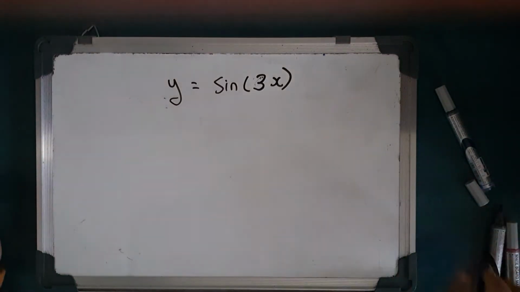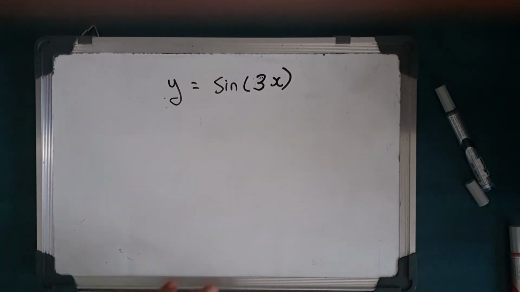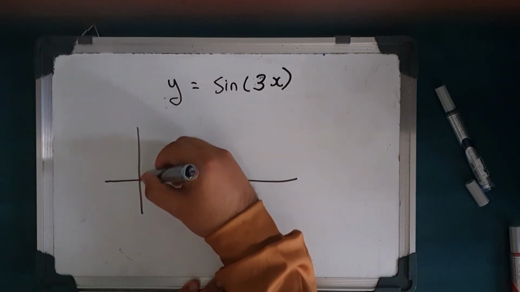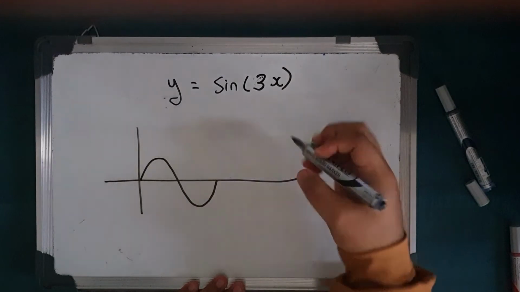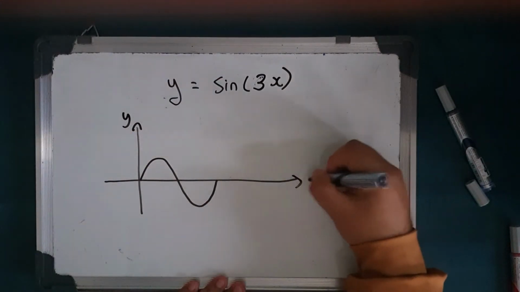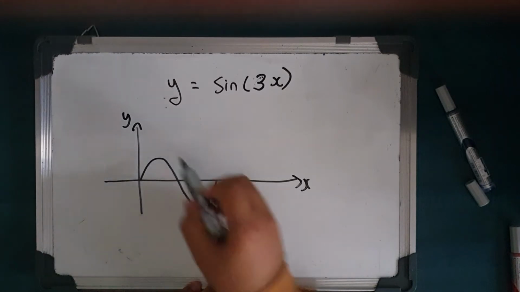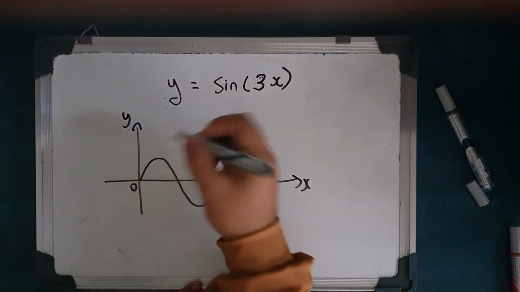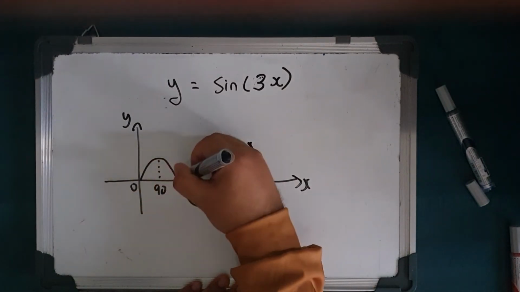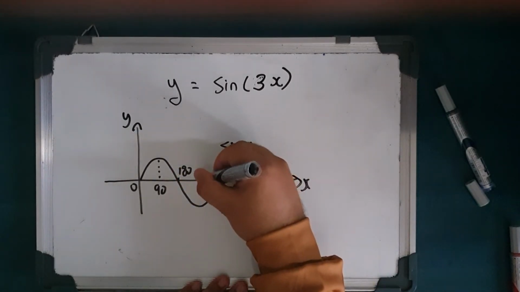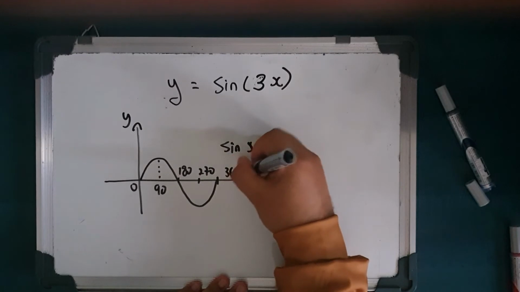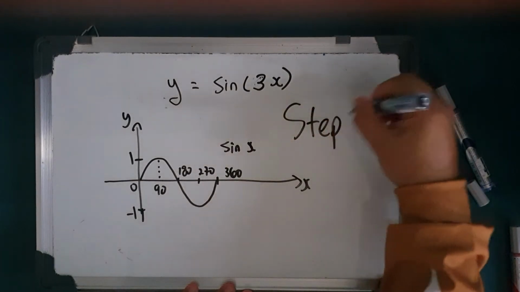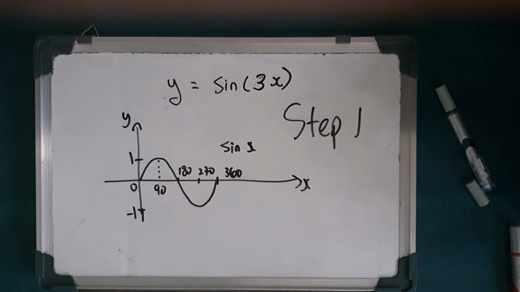Now, let us revise. How do we draw sine 3x? The first thing we do, we draw a normal sine x. And we label the values as if this was our sine x graph, so memorize them by heart. This is 0, this is 90, this is 180, this is 270, and this is 360. That's your first step. Step 1, draw a normal sin x graph.